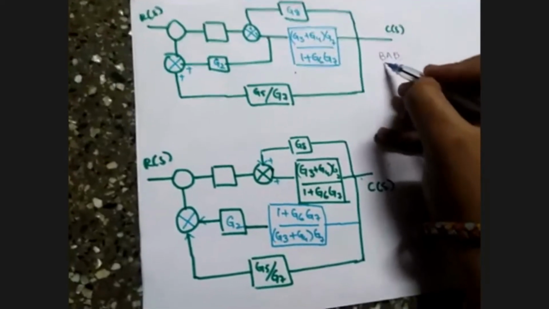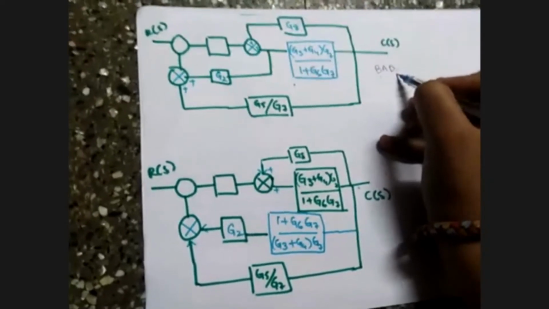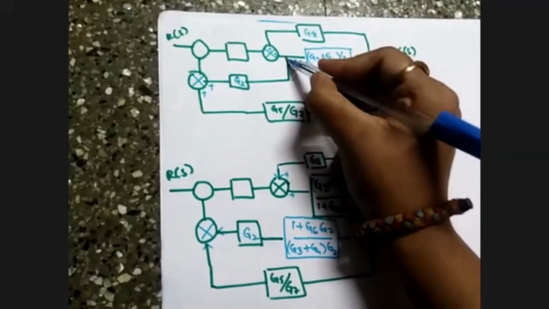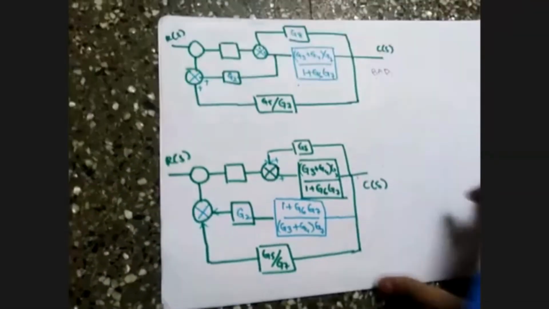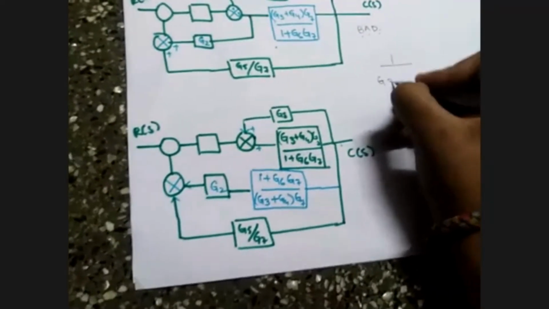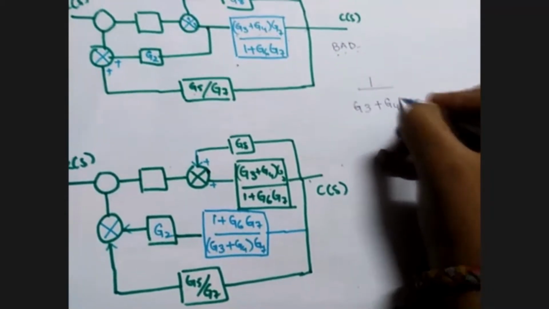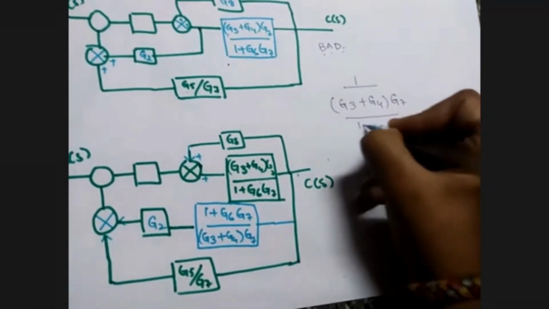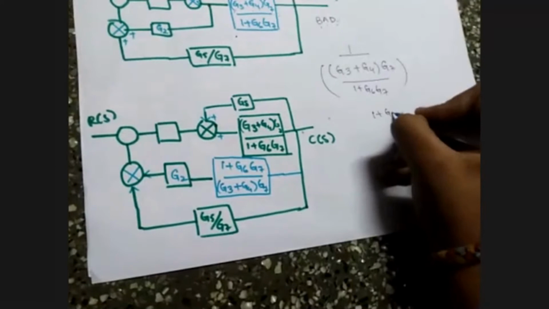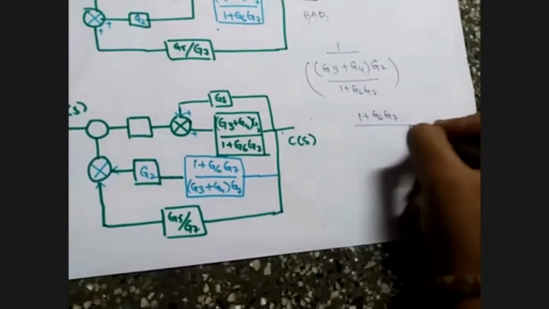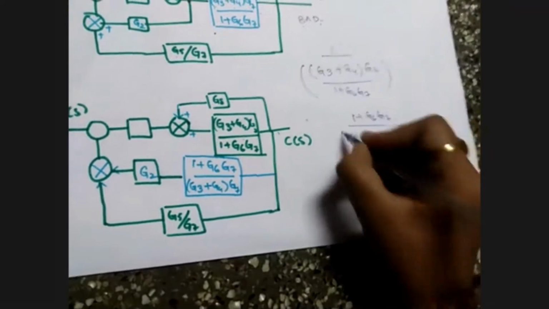Moving the branch ahead, you have to divide with the gain. So I am moving this particular branch ahead. If I move this branch ahead, what will it become? We have to divide with this gain. So division is nothing but 1 by (G3 plus G4) into G7 by 1 plus G6 G7. I've just replaced this as 1 plus G6 G7 by (G3 plus G4) into G7. Got it? I have replaced this.